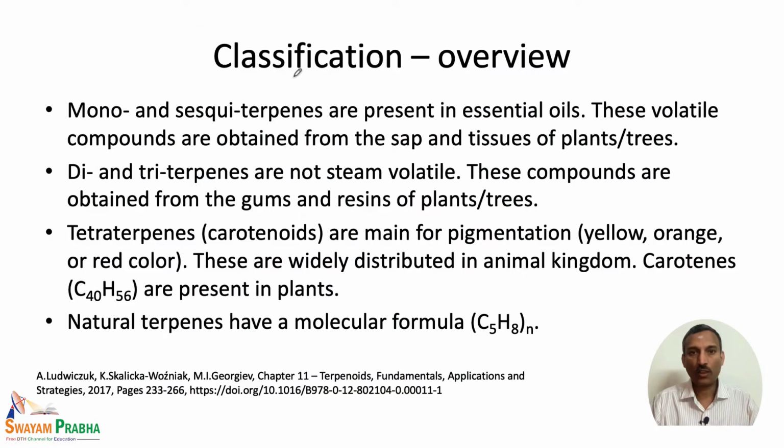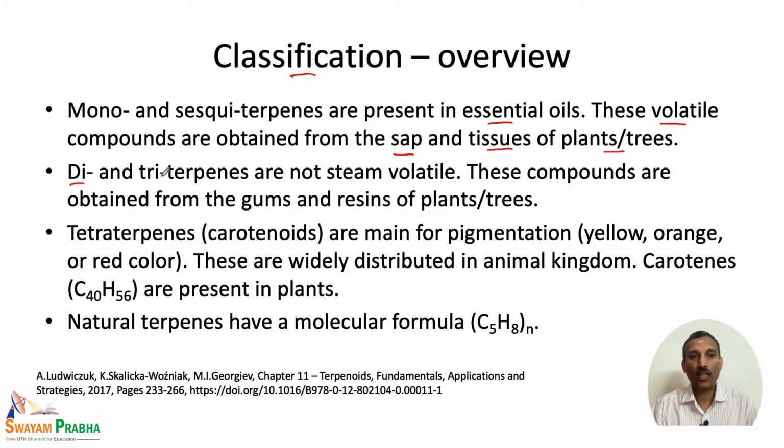Let us look at a brief overview of the different classifications. Mono and sesquiterpenes are basically present in essential oils. They are low boiling compounds, so they are highly volatile, and these compounds are generally obtained from the sap and the tissues of plants or trees. So the mono and sesquiterpenes are low boiling or highly volatile substances, and they are obtained from the sap and the tissues of plants or trees.